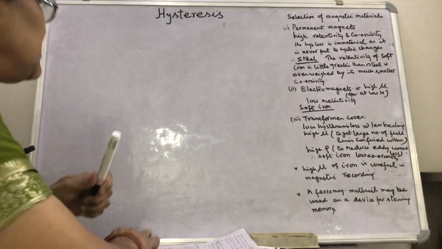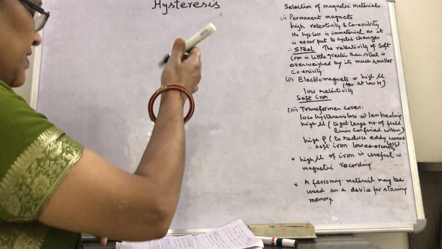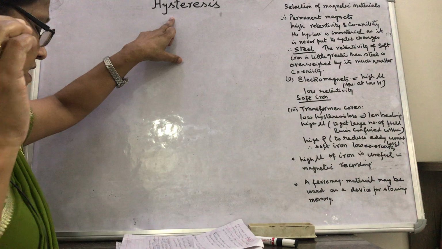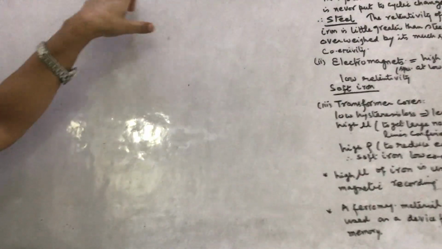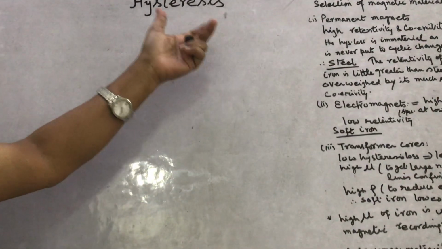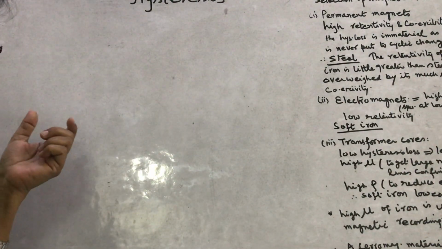So, let us discuss what is hysteresis. The hysteresis and its study helps us in proper selection of materials for using them as a permanent magnet or electromagnets or temporary magnets.